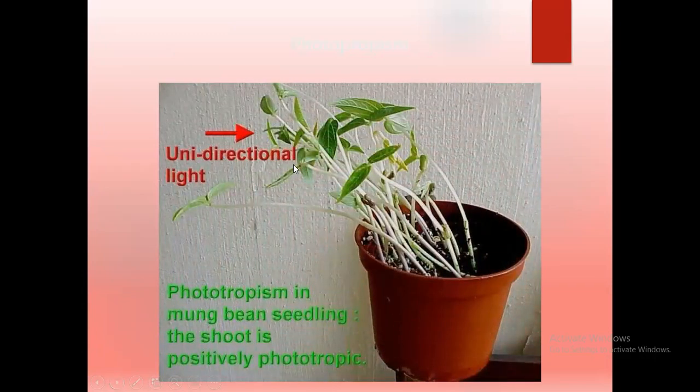This is phototropism. In the case of phototropism, light is a stimulus, and if the plant moves towards the light, that is an example of positive phototropism, and if the plant moves away from the light, this is an example of negative phototropism. In the plant, the stem will move towards the light, so this is an example of positive phototropism, and the root will move away from the light, and this is an example of negative phototropism.